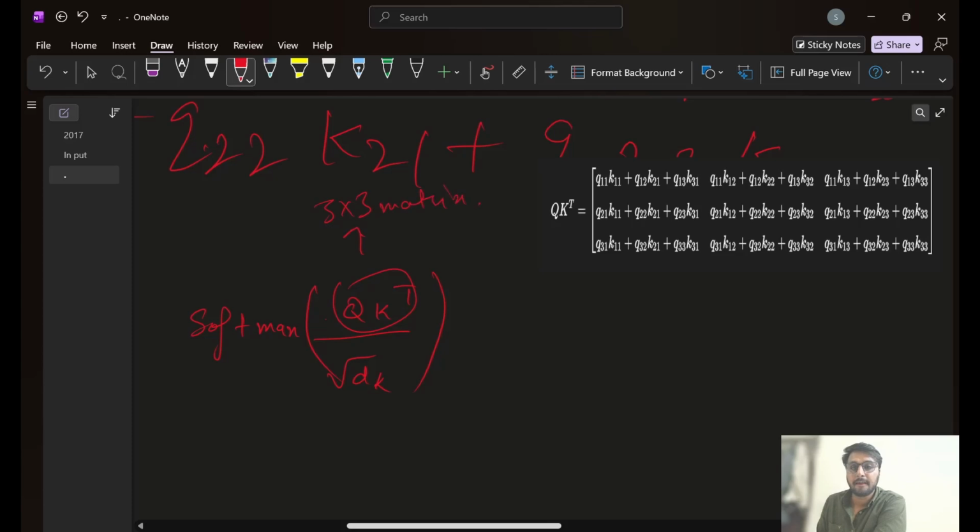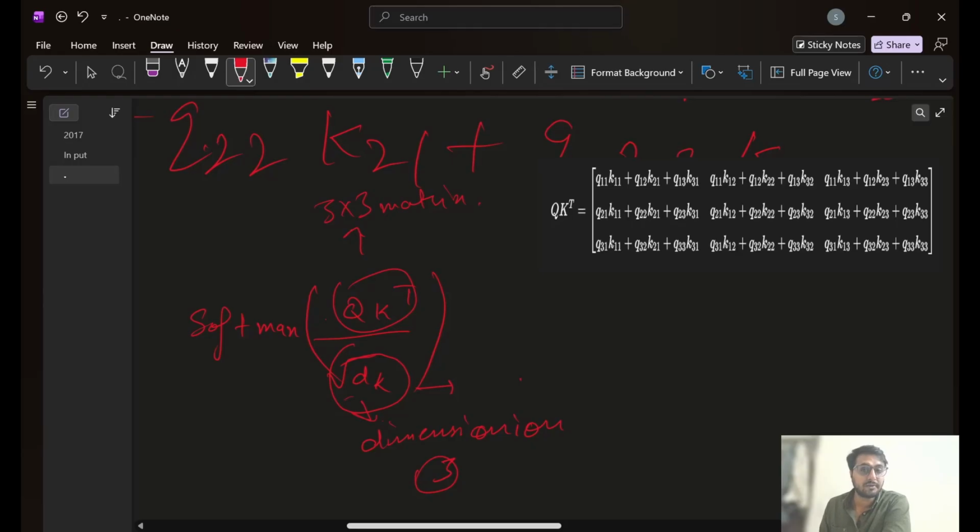Now look at this thing. Why are we doing this? Because of the nature of the dot product, we are dividing by square root of dk. dk is the dimension of the vector that represents a word. What is our dimension? 3 is our dimension in our case. So we are dividing the whole query key transpose by root dk.